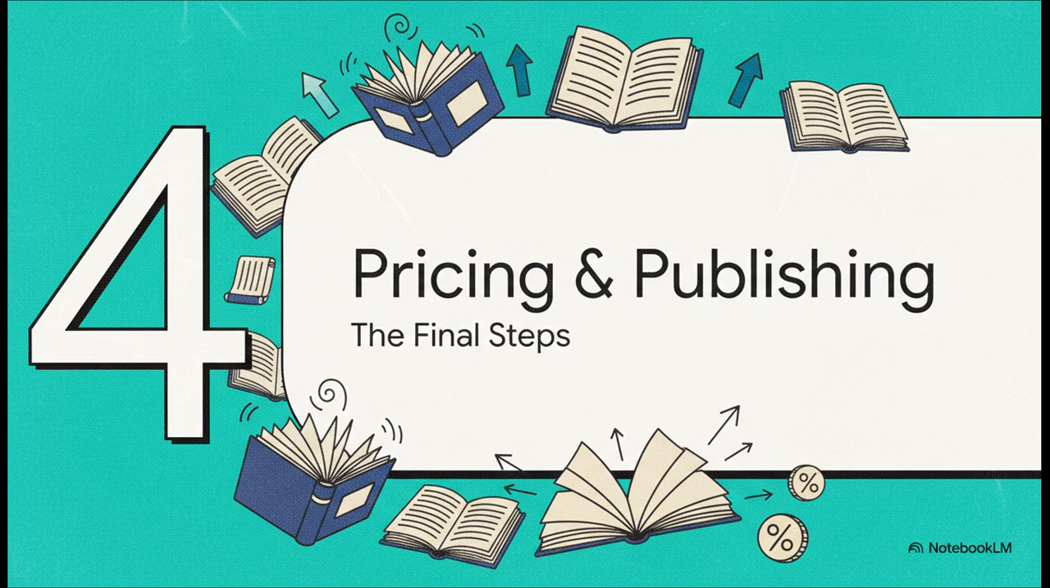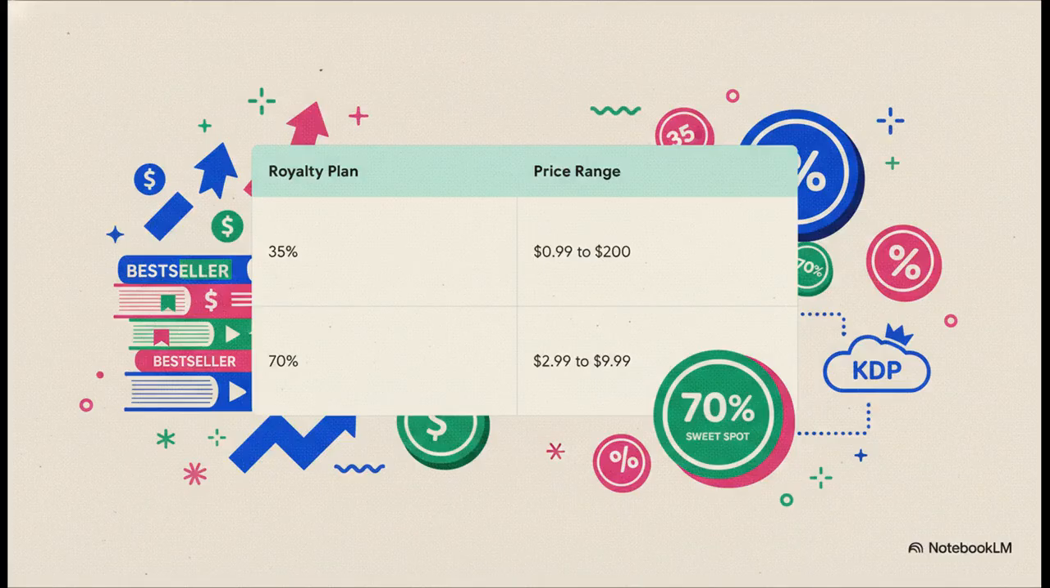We are so close. We're on the home stretch. This is where you make those final business decisions and get ready to hit that magical, beautiful publish button. For your ebook, you've basically got two royalty options. You can earn 35% on a book priced almost anywhere. But, and this is a big but, if you price your book between $2.99 and $9.99, you are eligible for the 70% royalty plan. Honestly, for most authors, this is a no-brainer. You go for the 70.